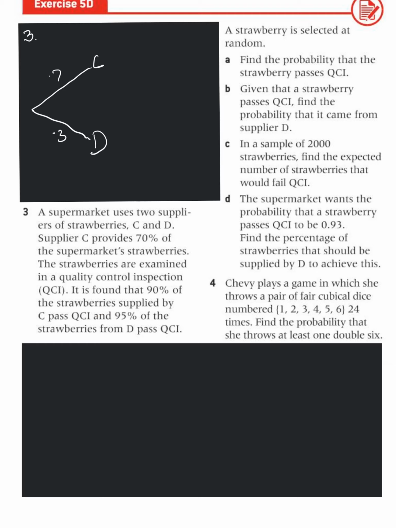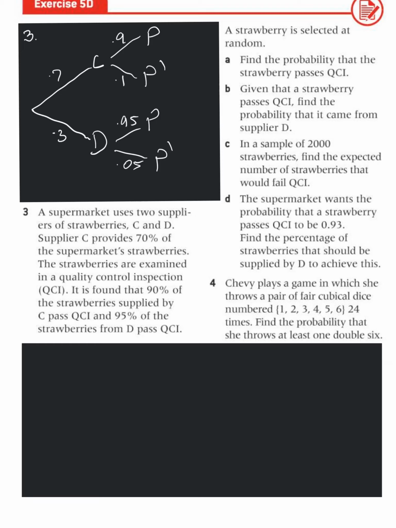So we can put down now pass and not pass. We'll use that here. So we've got pass and not pass. Pass and not pass. And it said that 90% of the strawberries supplied by C pass. So we can put 0.9 here, but that would be then 0.1. And 95% of the strawberries from D pass. So we can put 0.95 here and 0.05 there. Okay, so that's our tree diagram.